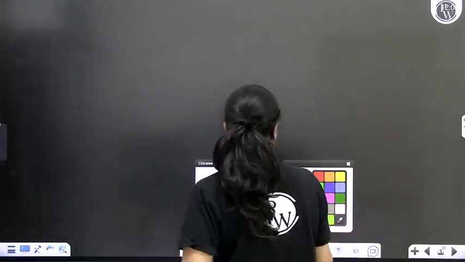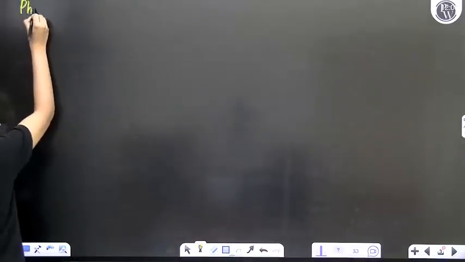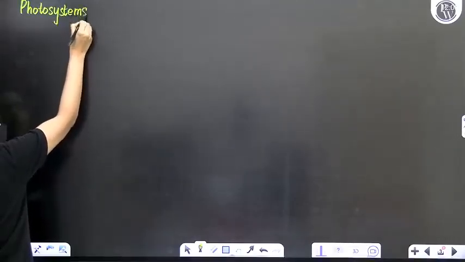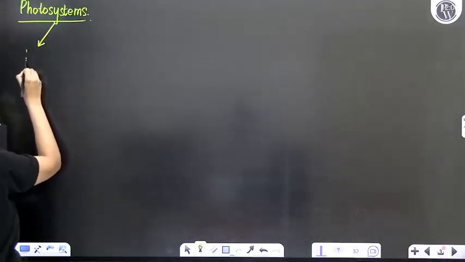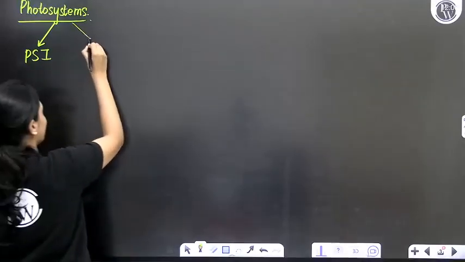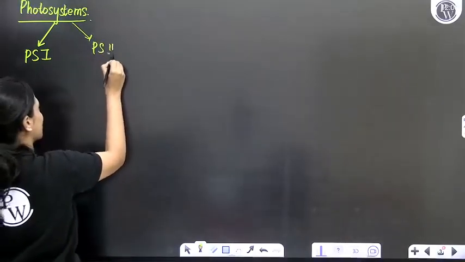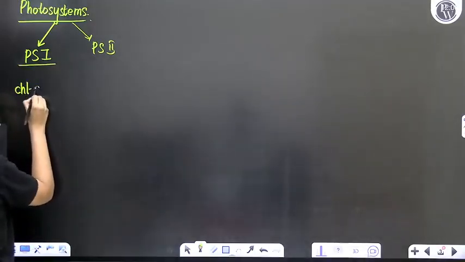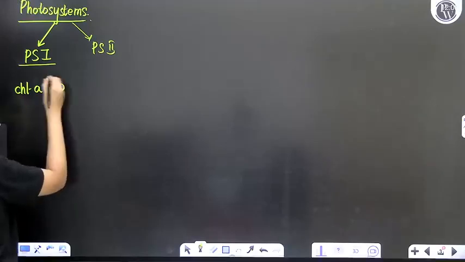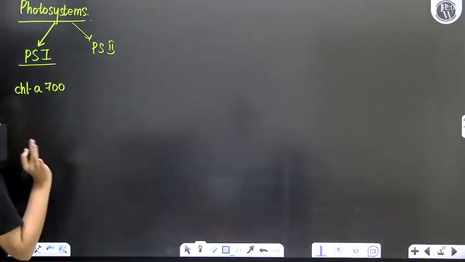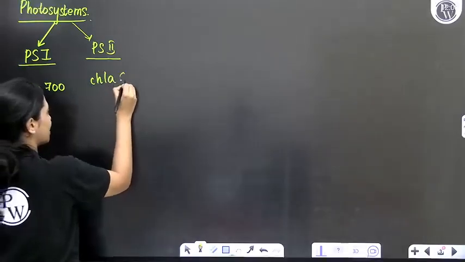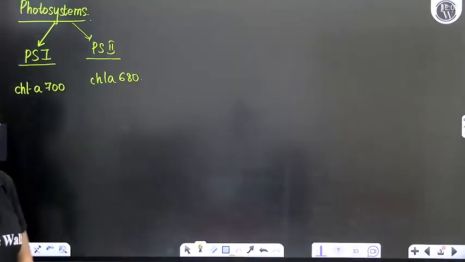Cool. So what do we already know? From yesterday's class, we know that photosystems are of two types. There is PS1 and there is PS2. In the reaction center of PS1, you have chlorophyll A 700 that absorbs 700 nanometers wavelength of light. PS2 has chlorophyll A 680. Right? We learnt about it.